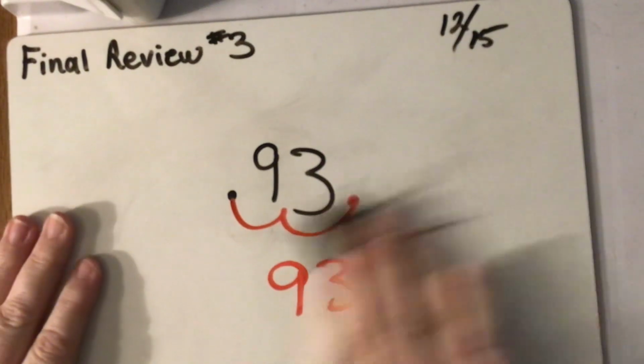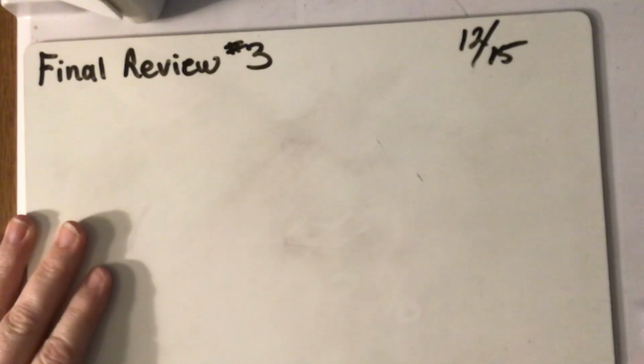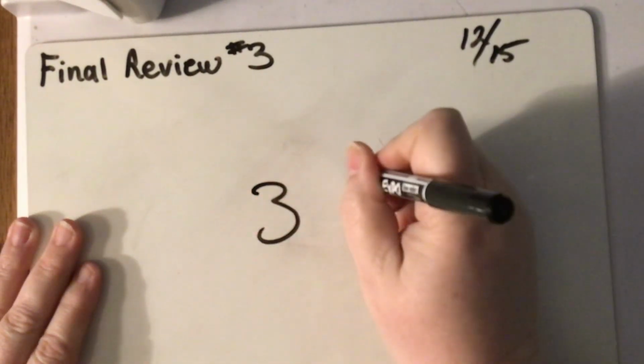Let's try that one more time the other way. Now it wants us to write this number as a decimal. We have 3%.